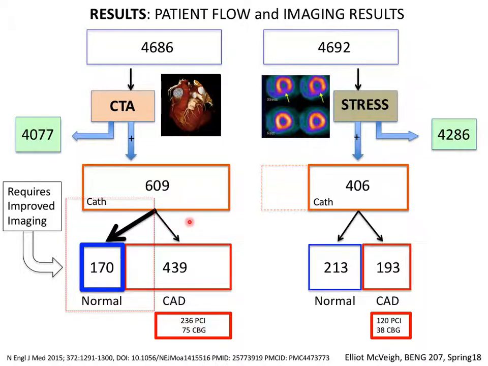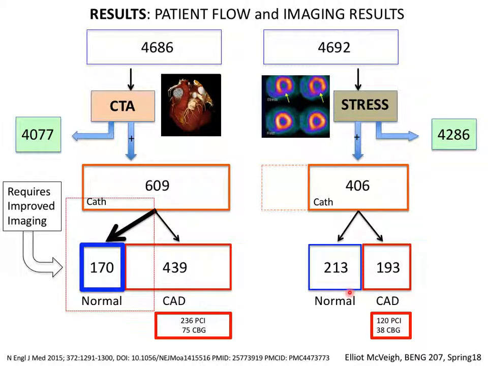So, primary result, if you go into CTA first, you're going to do more caths down the line, right? Because you're going to find more disease. So the cath demand will go up. Like the demand on how many caths we have to do is going to go up, because here we only had 406. Not only that, I'm going to do 236 more stents, or 236 stents versus 120, right? So twice as many stents.